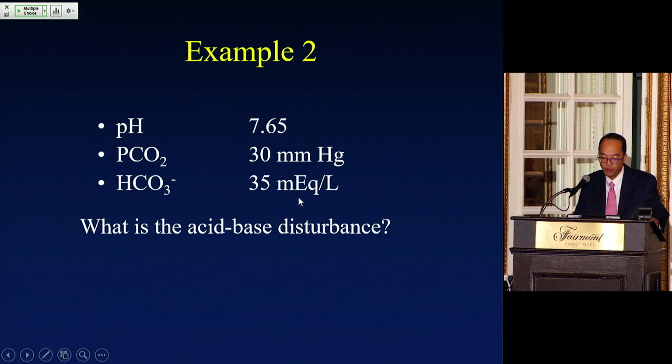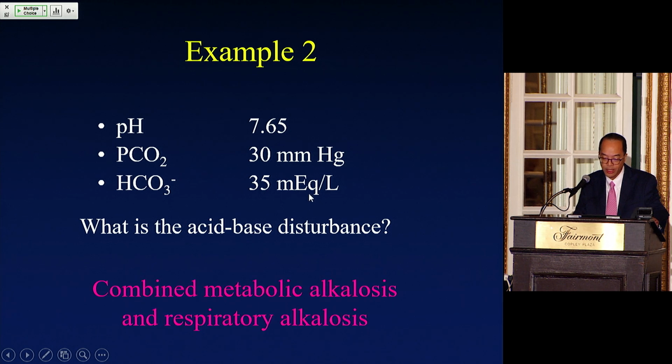So the only reasonable explanation for this is that this patient has two alkaloses, a primary metabolic alkalosis and a primary respiratory alkalosis, and the pH is due to the combination of the two.